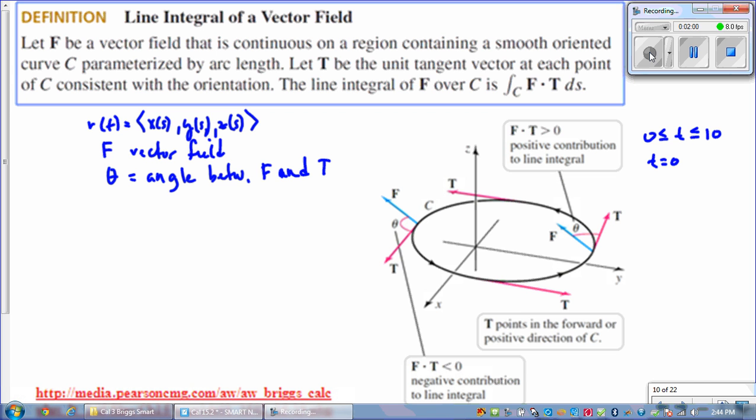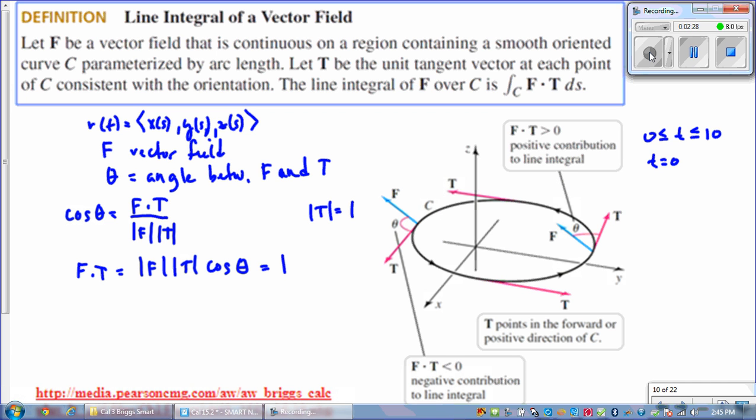Then recall that cosine of theta is equal to the dot product of f and t over the magnitude of f times the magnitude of t. Well, that means then that f dot t is equal to the magnitude of f times the magnitude of t times cosine of theta. But remember that the unit tangent vector t means that it has magnitude 1, so this is equivalent to the magnitude of f times cosine of theta. Now this is the value of the projection of f onto t. It's called the scalar projection of f onto t.